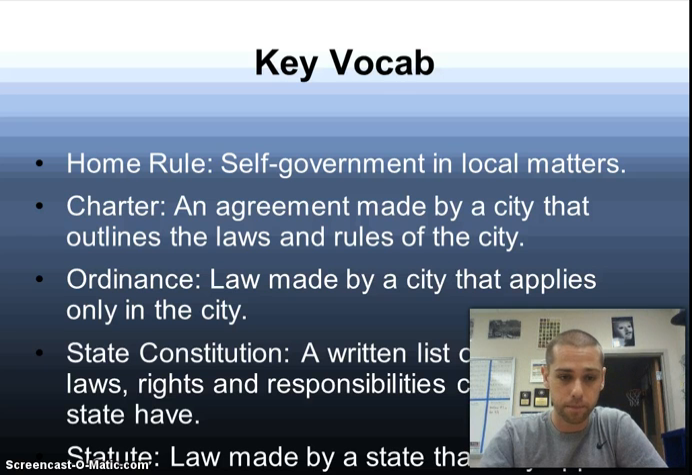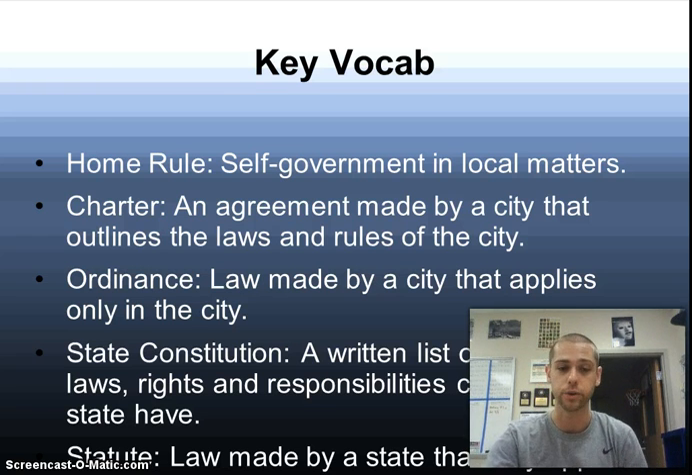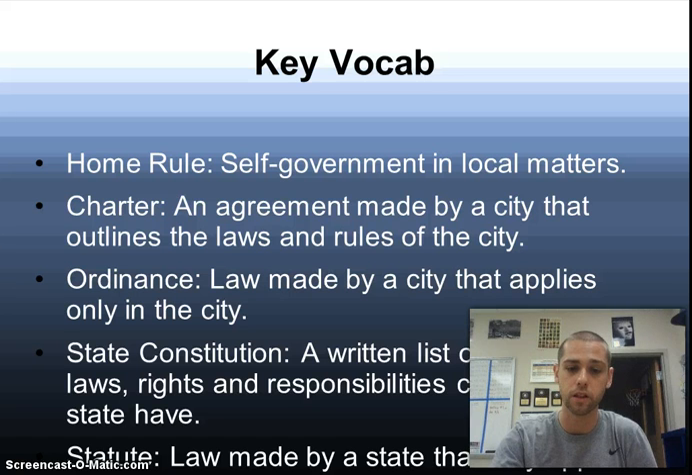Now, that's our city law and our city constitution, so to speak, and our state constitution is just what it sounds like, a written list of all the laws, rights, and responsibilities citizens of a state have. And a statute is kind of like an ordinance, but it's a law made by a state that only applies within a state. So a good way to remember this is ordinance, just like Orlando, our city, starts with O, and it only applies in our city. Statute starts with ST, just like state. That's a good way to remember and differentiate between the two.